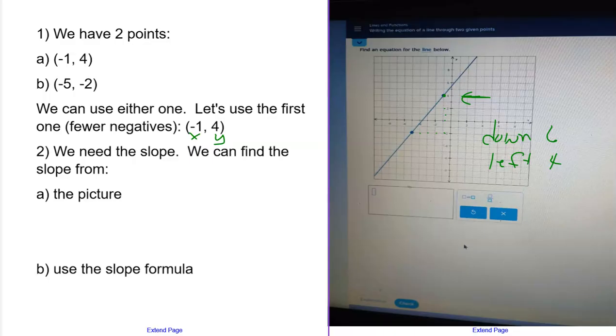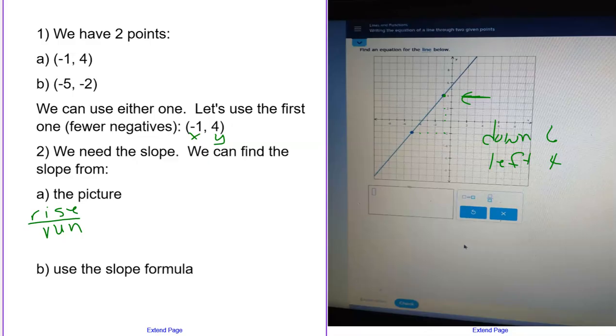Now, slope from the picture, we always put the rise over the run. The rise is y, the run is x. I went down 6. Down is negative, left is negative. So -6 over -4. A negative divided by a negative is a positive, and then I need to reduce this. 2 will go into 6, 3, and 2 will go into 4, 2. So the slope is 3/2.